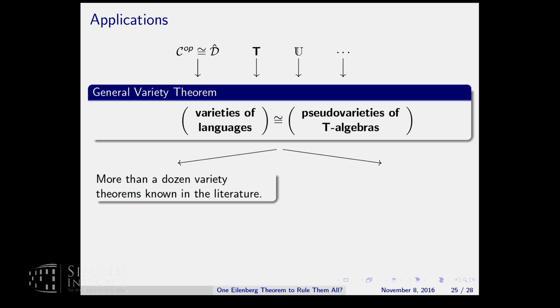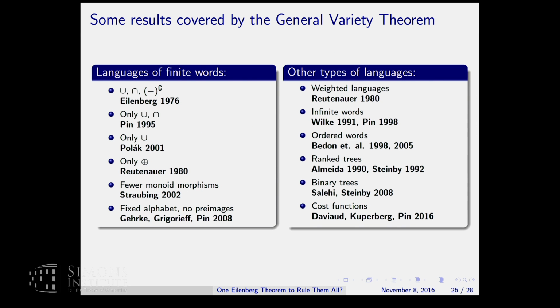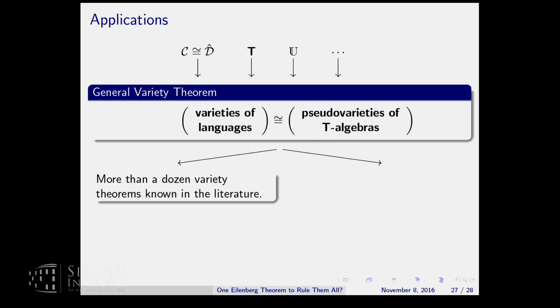Anyway, then you get out of this theorem more than a dozen variety theorems that are known in the literature, namely all of them that I listed before. So all these are instances. And you also get new results out of this.